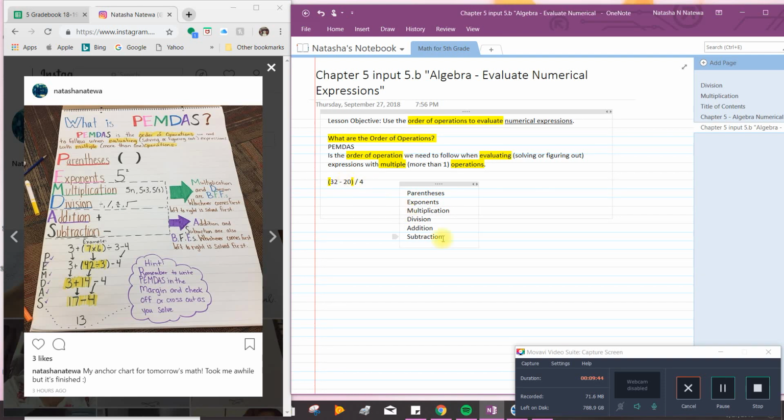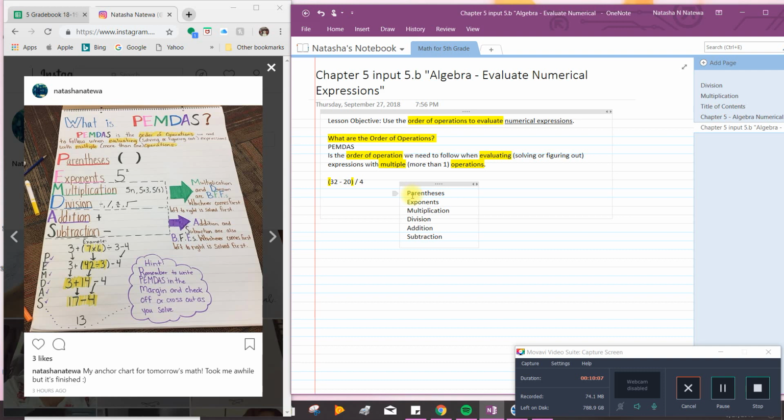Now subtraction's at the bottom, right? So you might be asking yourself, shouldn't we do multiplication first? No. Or division, because it's division right here. No, we don't do division first, because parentheses come first. It doesn't matter if subtraction is last and division is before subtraction. We have to do parentheses first.